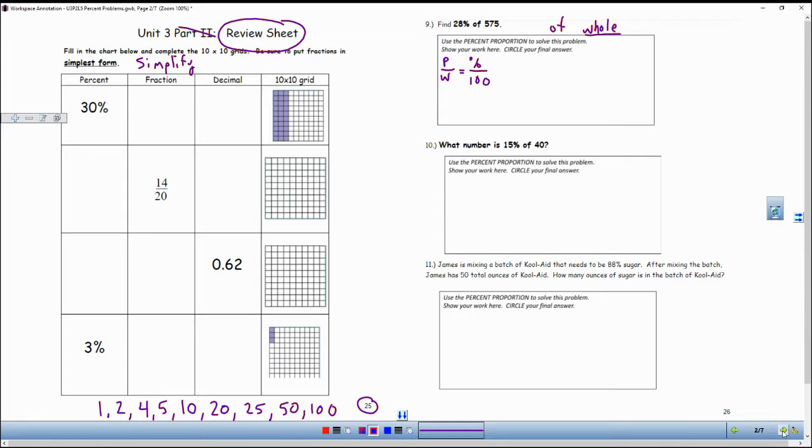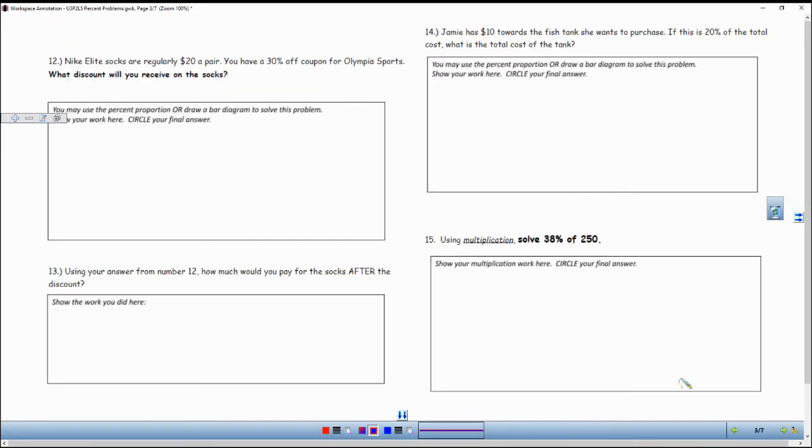All right, let's check out page 27. So for number 12, it says you may use percent proportion or bar diagram. Well, or you can draw a double number line instead if you like double number lines. Or if you just like percent proportion, you can use it for number 12 as well. Remember to think about and label your numbers. Are they the percent, part, or whole?